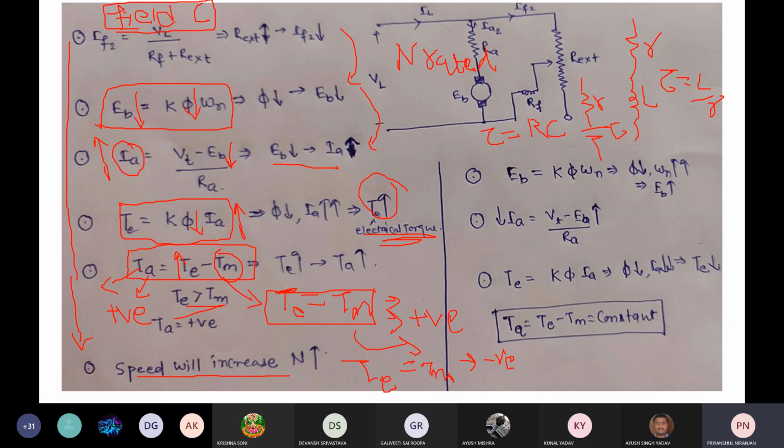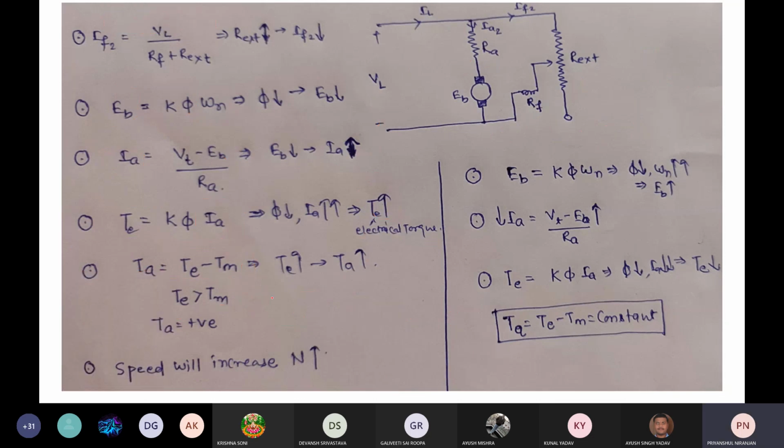Okay, then one second. So speed will increase, then speed increases, flux down, EMF increases. Here EMF increases from that relation. So EMF increases here, means voltage drop increases, IA decreases, flux decreases, then electrical torque. Which part decreases?